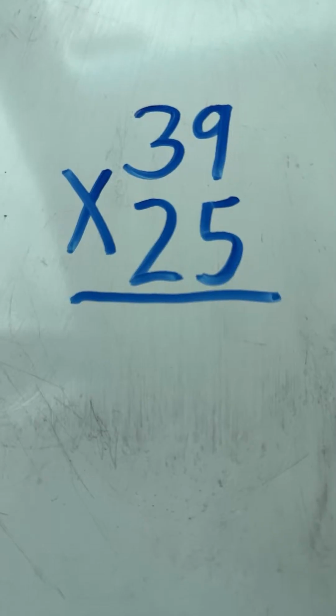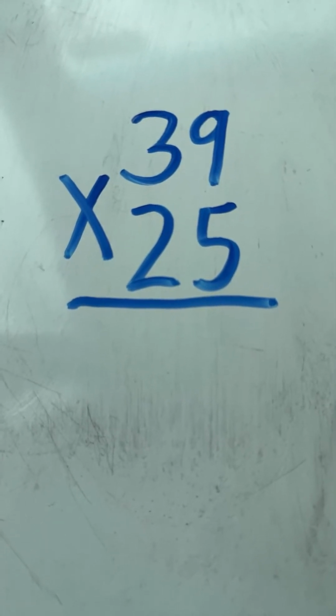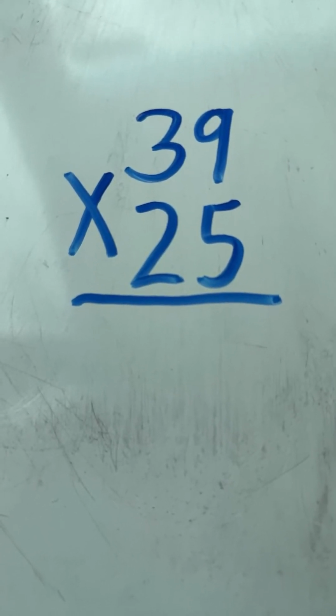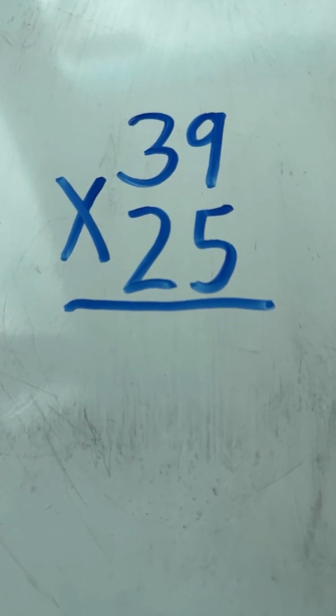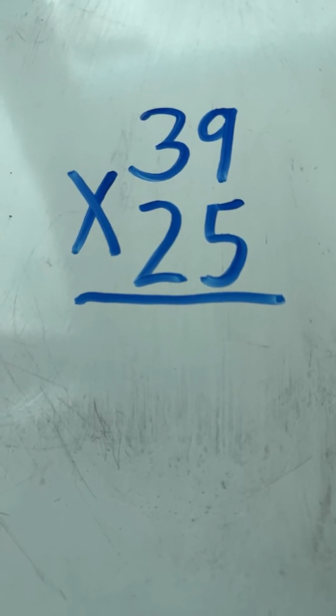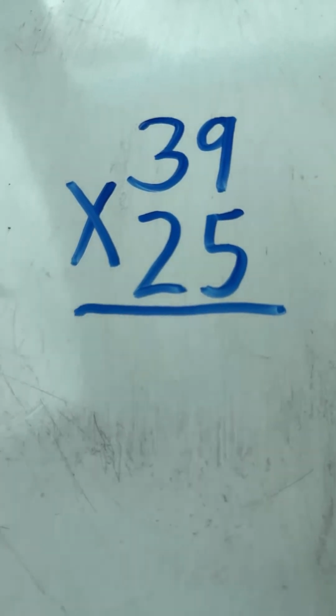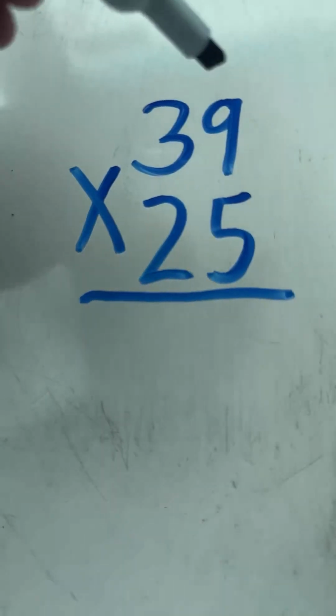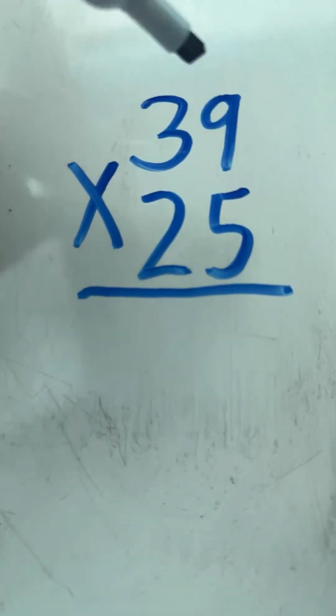So this live stream is going to focus on 2-digit by 2-digit multiplication. Our first example problem is 39 times 25, and I'm going to go through step by step how to solve that problem. So we're going to start by multiplying both numbers in the ones place. We're going to start by multiplying 9 times 5.